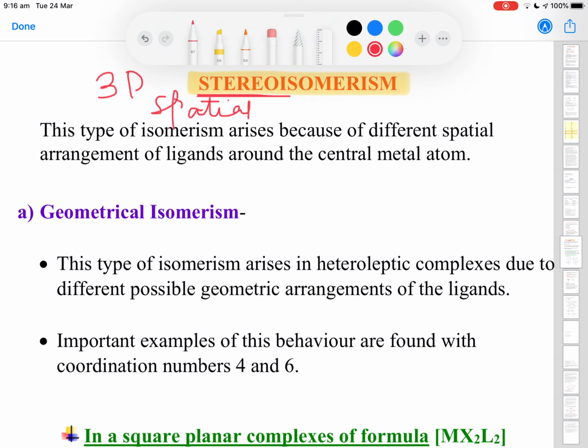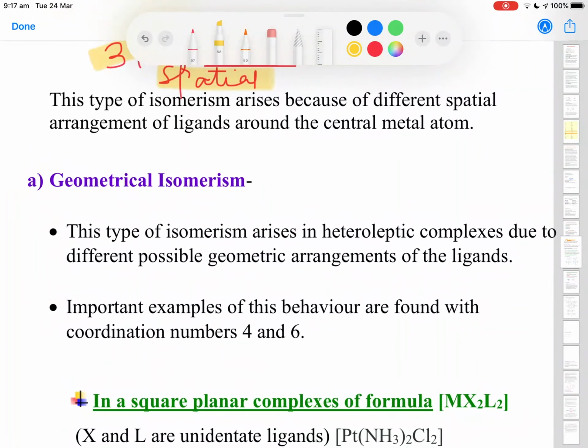Okay. And of course, the term isomerism you are pretty aware of, which means two compounds having the same molecular formula, yet they are different in structure in 3D space. That is because of the difference in the arrangement of the ligands around the central metal atom. So this type of arrangement of the metal atoms and the ligands associated with each other is always spoken of with respect to 3D space. So let's discuss the types of stereoisomerism.